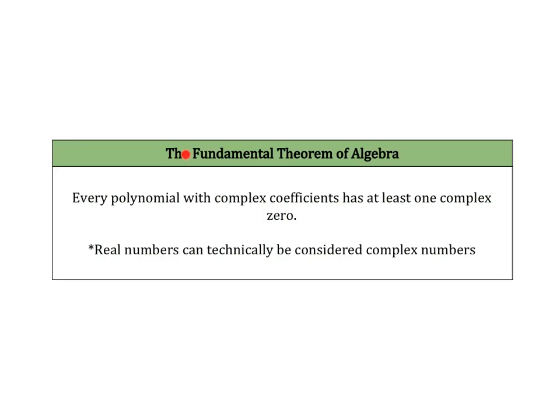So the fundamental theorem of algebra essentially states that every polynomial with complex coefficients has at least one complex zero. It's important to note here that real numbers can be considered complex zeros. It's just that the imaginary portion of the complex number has a coefficient of 0. So it's essentially saying every polynomial has at least one zero, whether it's real or imaginary.